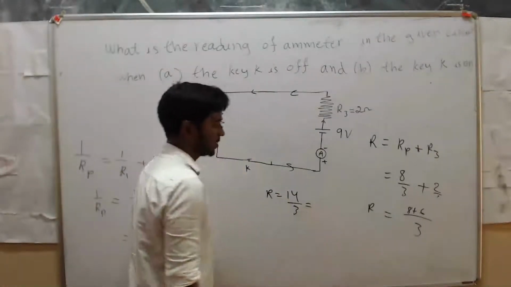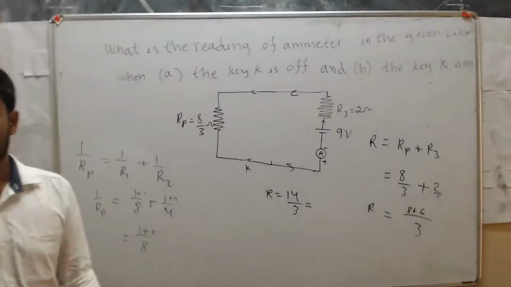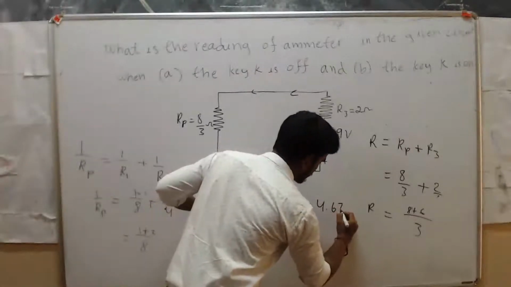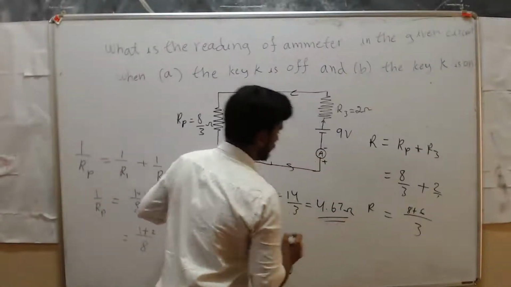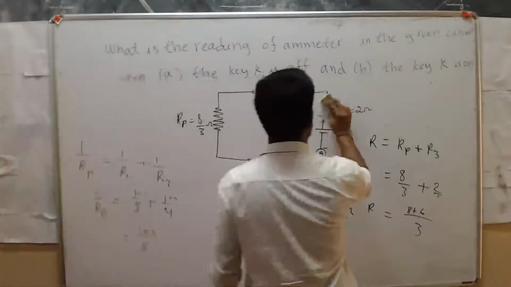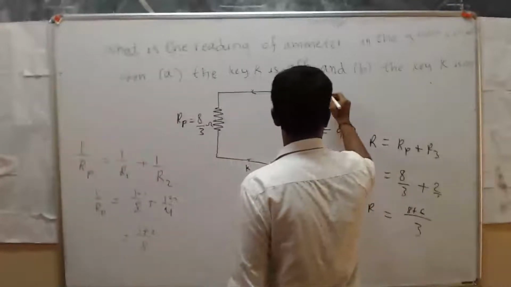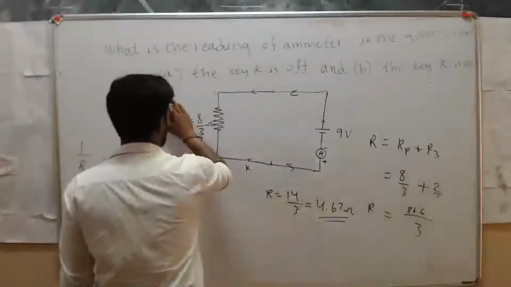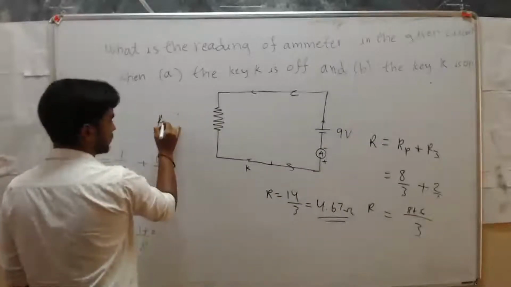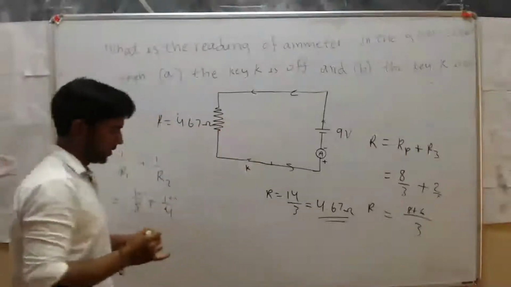So what is the answer? 4.67 ohm. Okay. So now once again we can redraw this circuit. So RT is equals to R is equals to 4.67 ohm. Yes. Now calculate current.